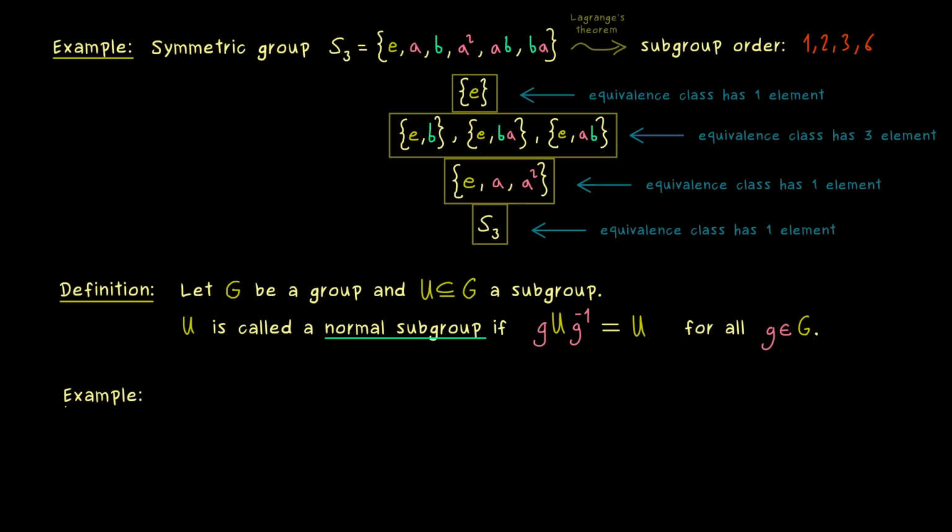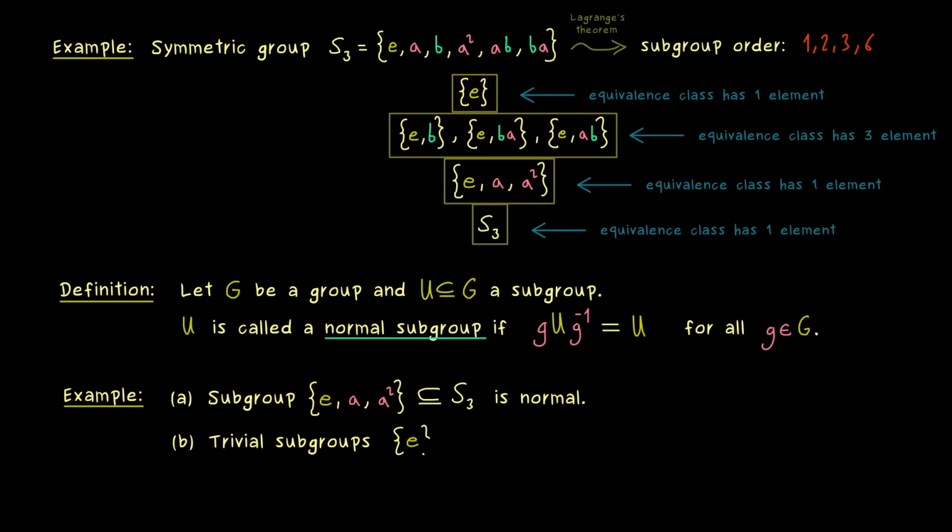And with the discussion above, we can already state one important example. So the subgroup EAA squared is normal in S3. Obviously in S3 it's not the only normal one, but it's the only normal one which is non-trivial. This means we can already write down that the biggest and the smallest subgroup are always normal subgroups. So this holds in any group, which means these are not the interesting normal subgroups.